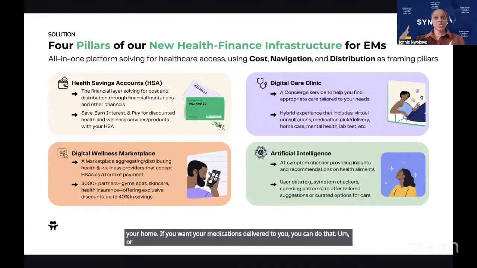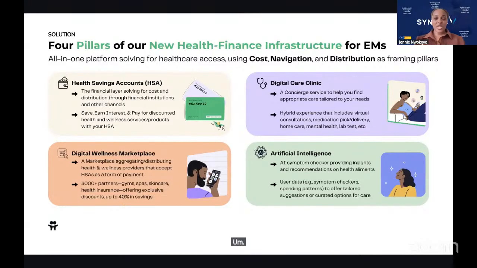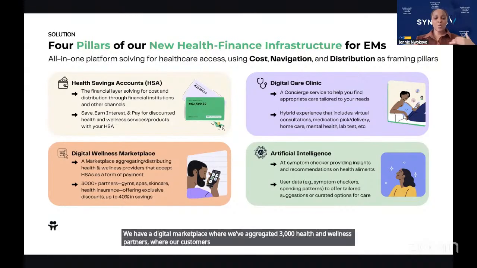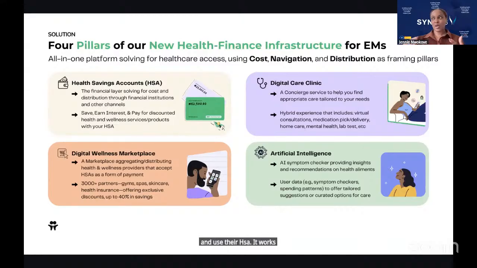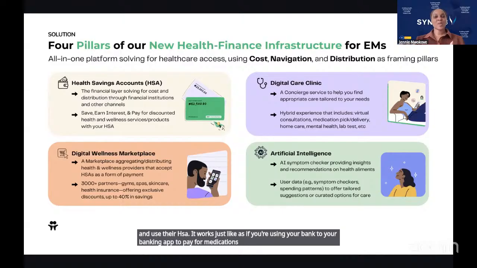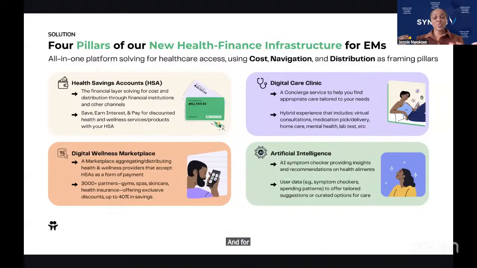Or if you want to go to the nearest pharmacy, our healthcare platform will help you find the pharmacy closest to you. We have a digital marketplace where we've aggregated 3,000 health and wellness partners, where our customers can walk into any of our partners on our platform and use their HSA. It works just as if you're using your banking app to pay for medications or lab tests. But in this case, you're using your HSA to pay for lab tests, medications, or whatever you want to access on our platform. And for the most part, you can get discounts.